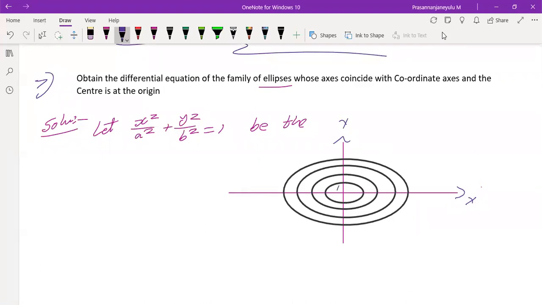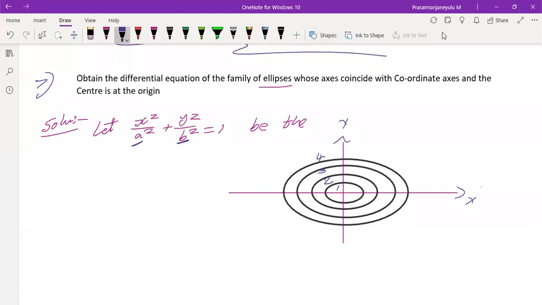I am taking the second ellipse. I increased the a value, that means the radius along the x-axis increased, and the radius b along the y-axis also increased. In the same manner, I keep increasing the radius along the x-axis and y-axis. Then we are getting 4 different ellipses. Like this, we will get an infinite number of ellipses.